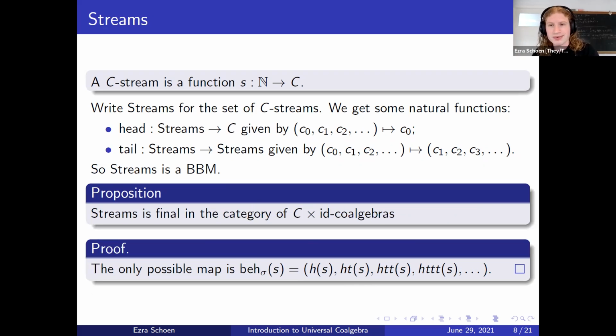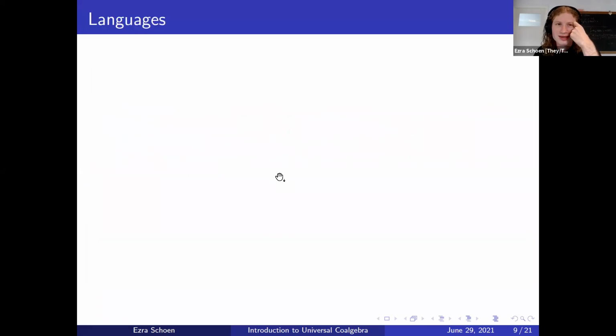And so I want to put this a bit more categorically. I want to say that the object of streams is final in the category of coalgebras for this functor. It's a final object. I mean, that's basically saying the same thing, but in categorical language. And so that was a final coalgebra.